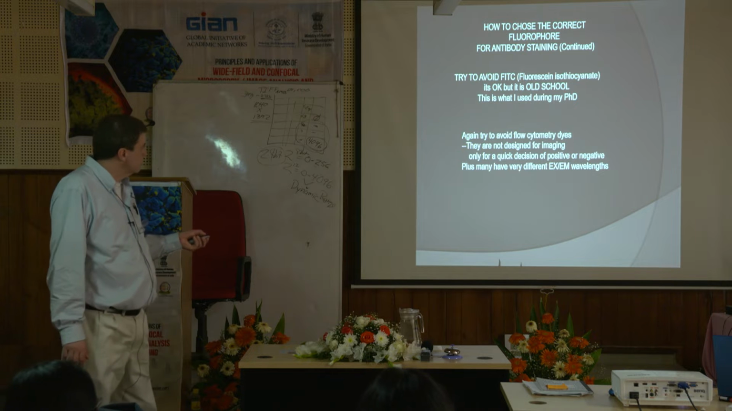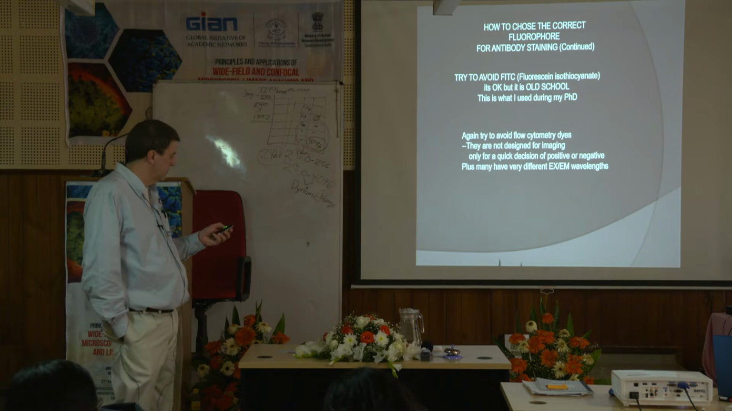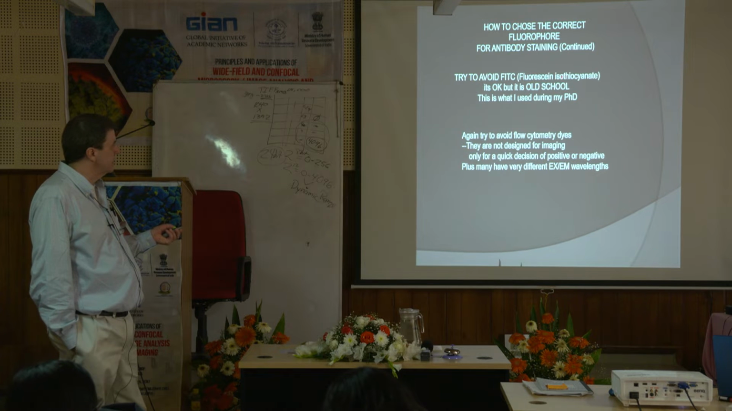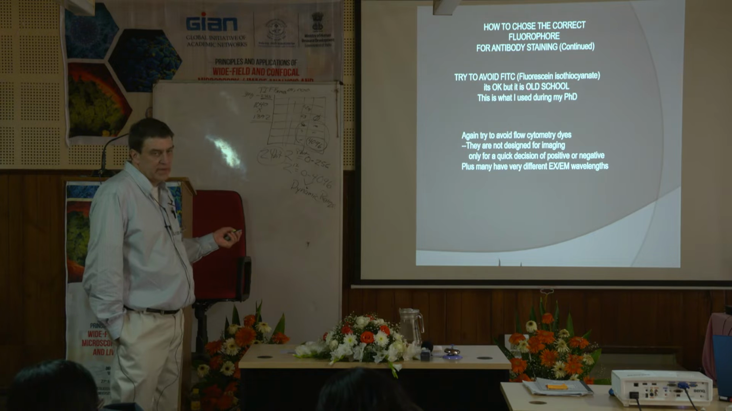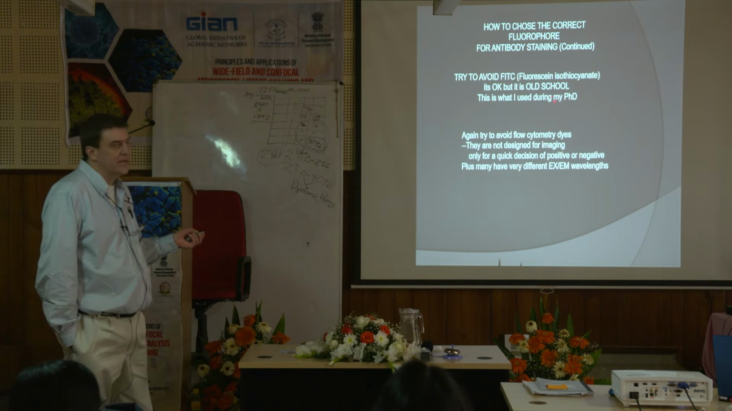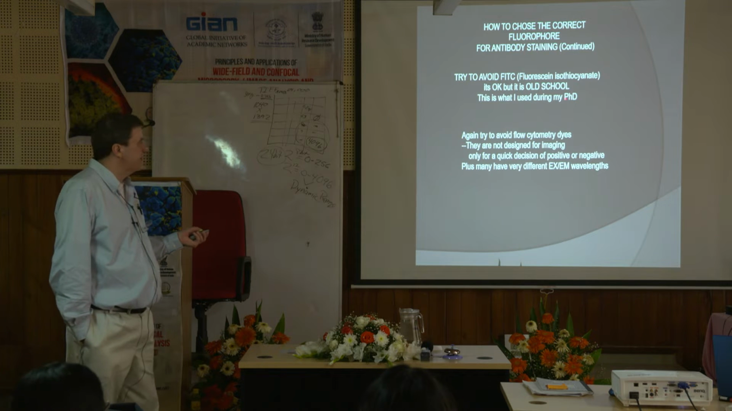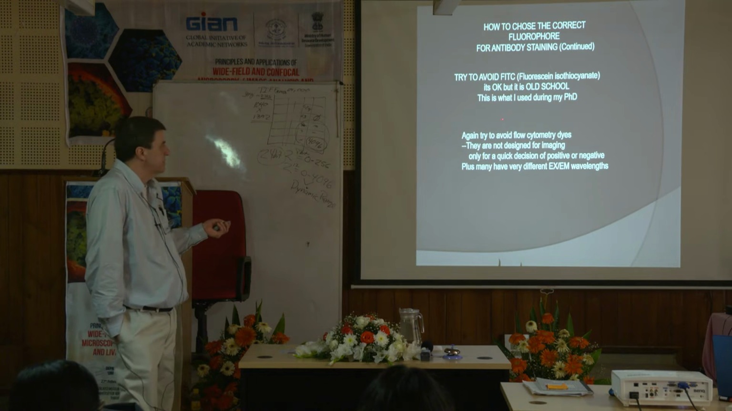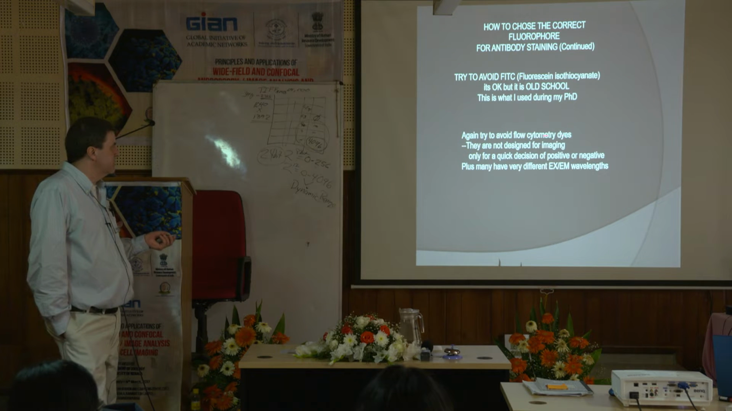Okay, so again, how to choose the correct dye, part 2 here. Again, we talked about this a little bit. Try to avoid fluorescein isothiocyanate if you can. It's a great flow cytometry dye. In microscopy, it works, but you got to be delicate with it. You got to be gentle with it. This is what I used back in my PhD days because that's all there was. There really weren't too many dyes out there. Now there's thousands. Again, try not to use flow cytometry dyes.